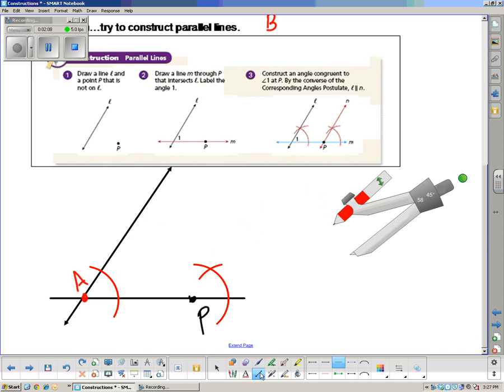Now I have what I need for a copied angle, and I'm done with the compass. I'll go back to my straight edge and draw a line that goes through P and hits the intersection of those two arcs. And if this is done well, I should be able to notice that the first line I drew and this third line are parallel. I can use arrow markings to show in the diagram that those are parallel lines.